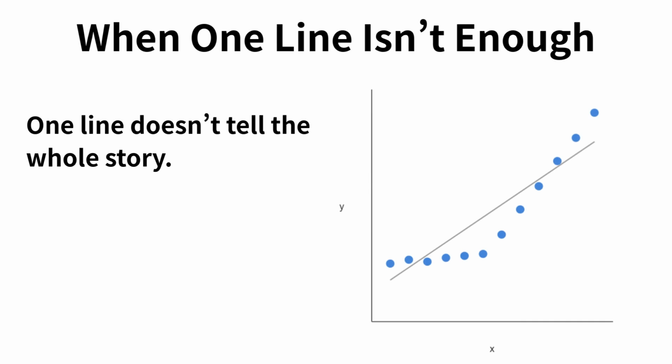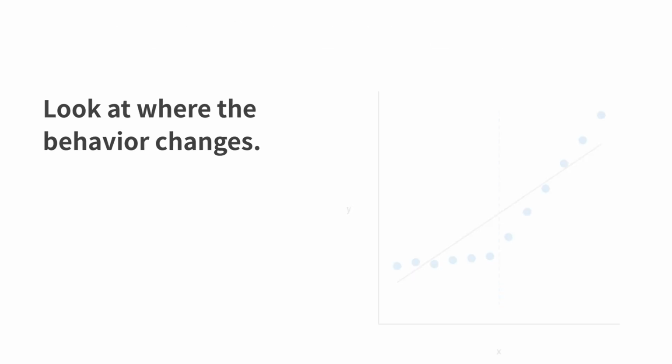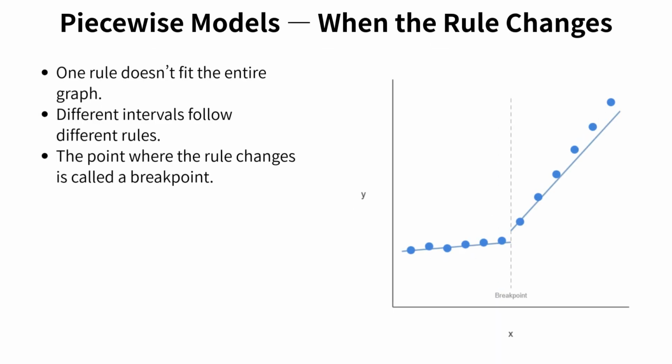At first, one straight line might seem reasonable. But when the pattern changes, one line doesn't tell the whole story. Look closely at the graph. Something changes here. This is the point where one pattern stops working, and another begins. Now we can name what's happening here. One single rule doesn't describe this data very well.